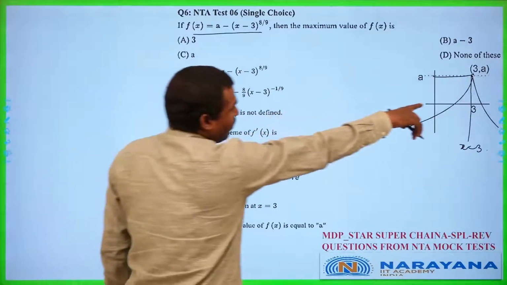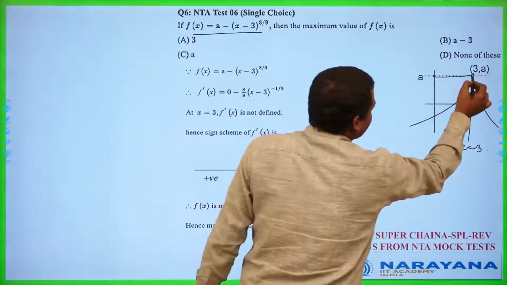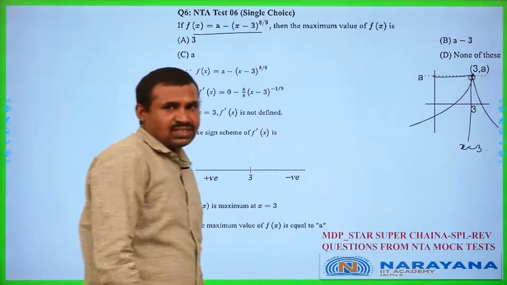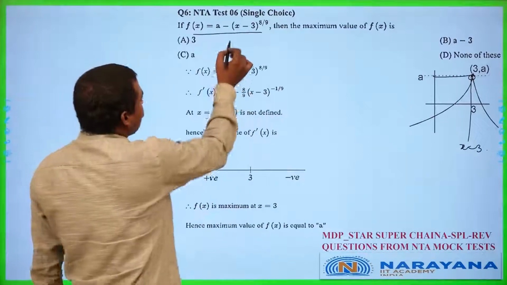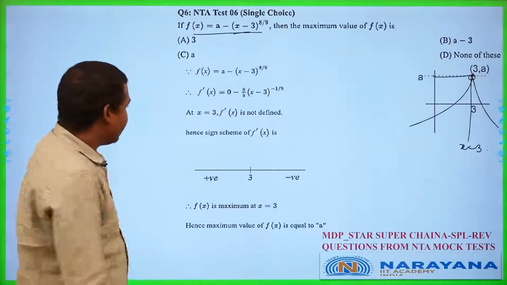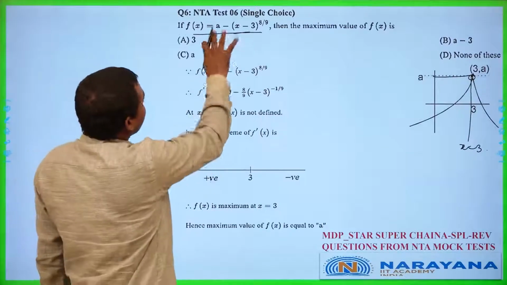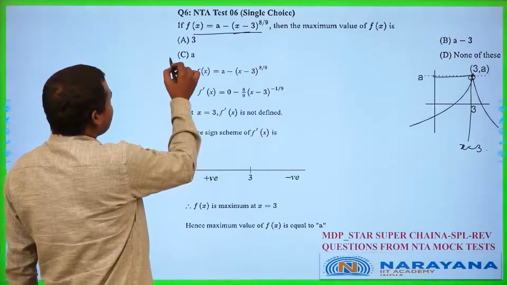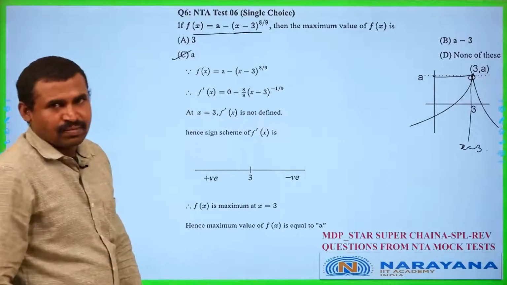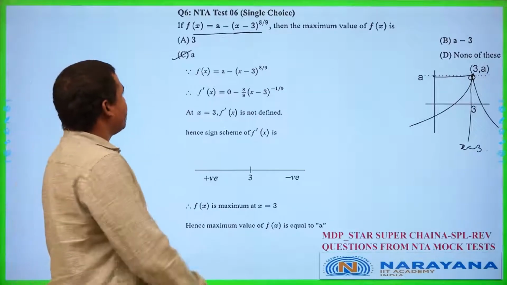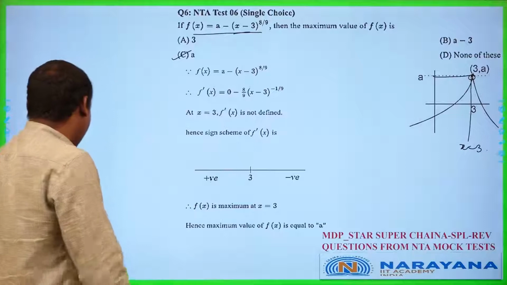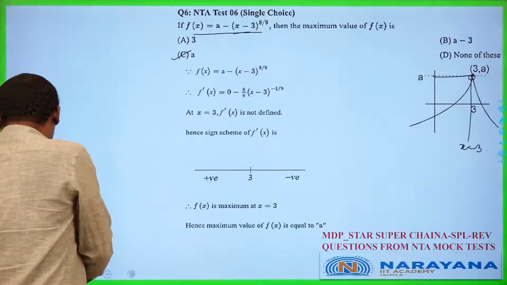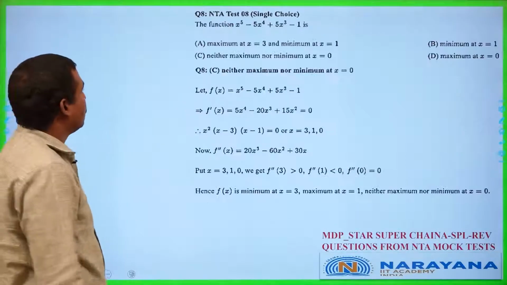So, it is symmetric about x is equal to 3, and the maximum value of f is attained at x is equal to 3. If you substitute x is equal to 3 in this equation, then f of 3 is equal to a only. So, the maximum value of f of x is a. So, option C is correct. Next question.